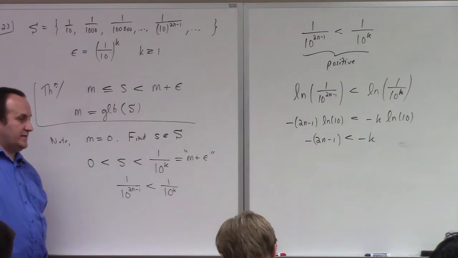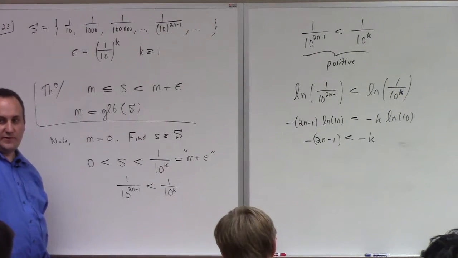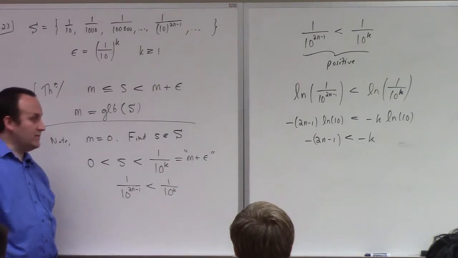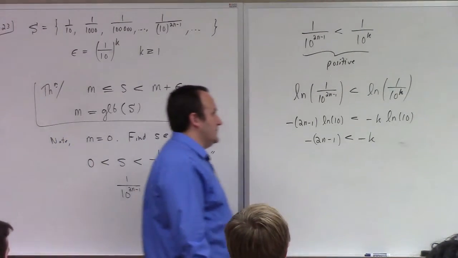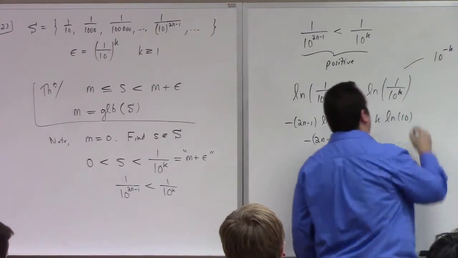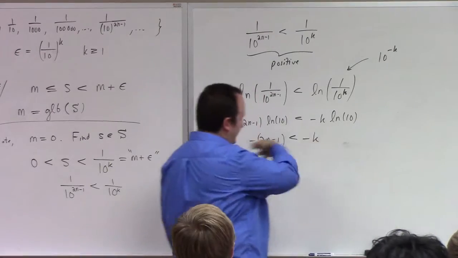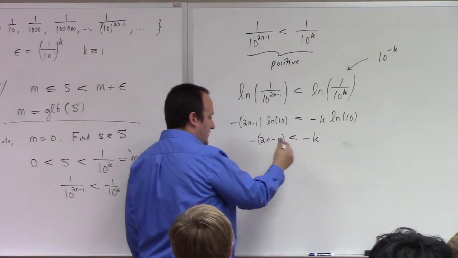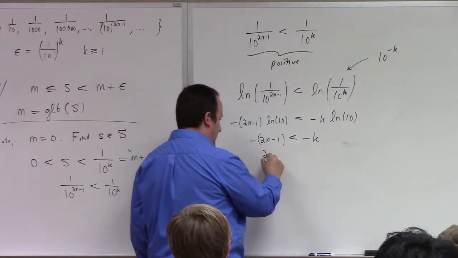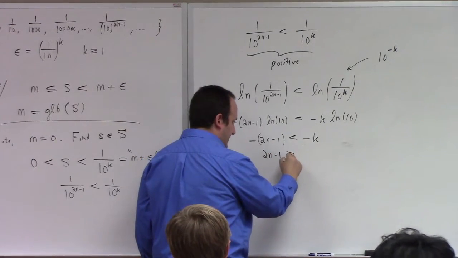Do you guys understand what I just did there? Why there's a minus? So for example, this one's 10 to the minus k, right? Anyway, cancel the logs from both sides, and so what I want is, multiply this by minus 1, what do you get? You get 2n minus 1 greater than k.